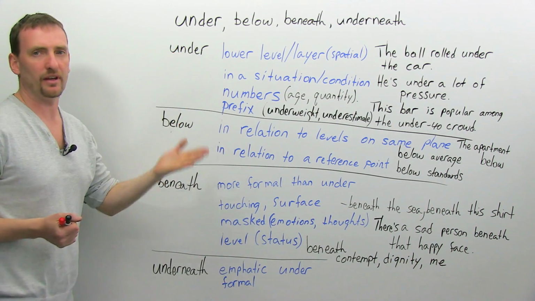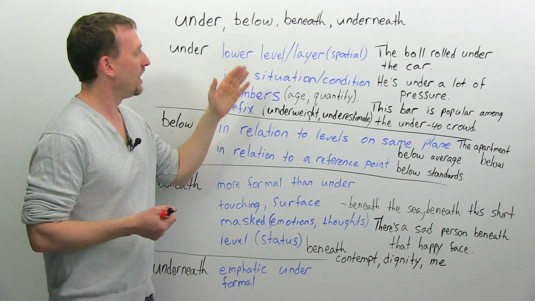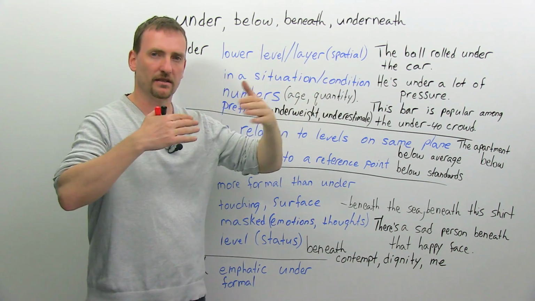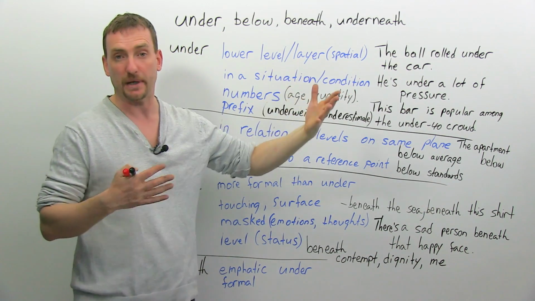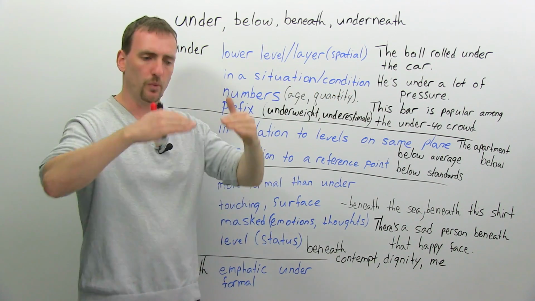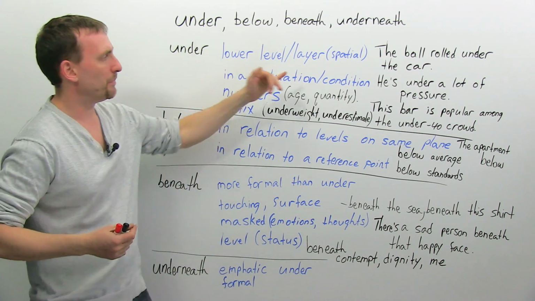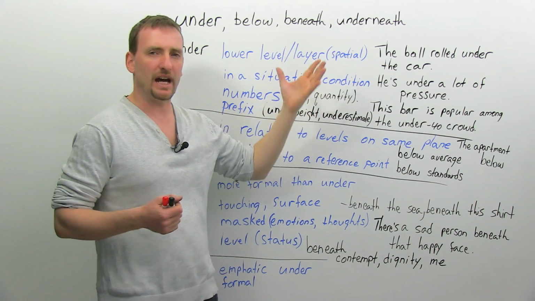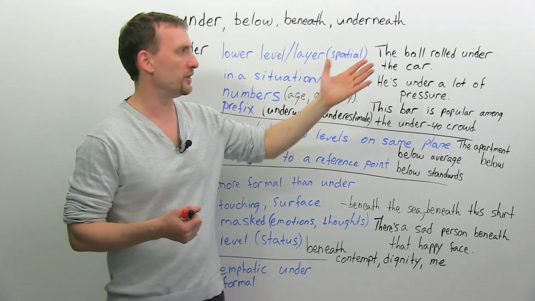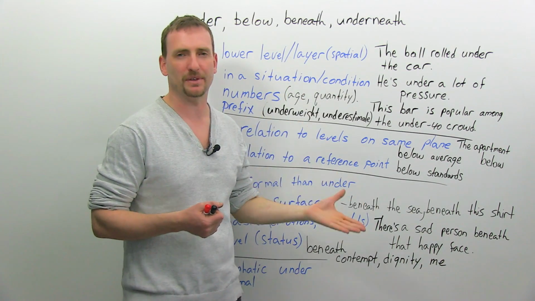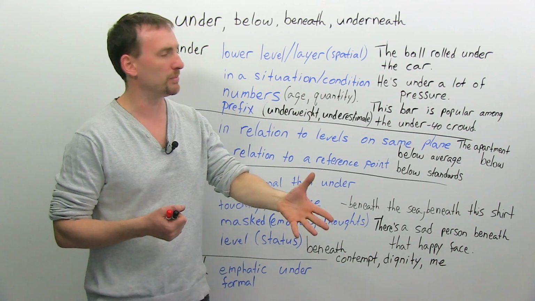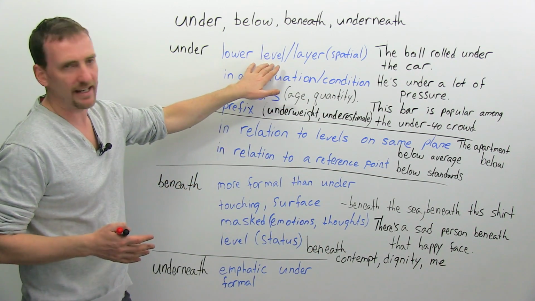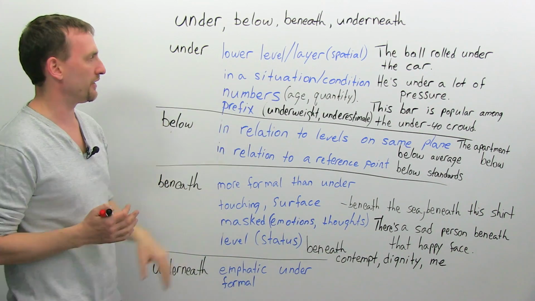So let's start with under. When do I use under? When we talk about a lower level or a lower layer, in terms of space. So spatial is the adjective of space. When we're comparing space, one is lower than the other, okay? So, the ball rolled under the car. Generally, when we have some sort of movement, we're going to use probably under, although we can sometimes say the ball rolled beneath the car. We're going to look at the difference between under and beneath after. So in this case, you can use under, you can use other ones.